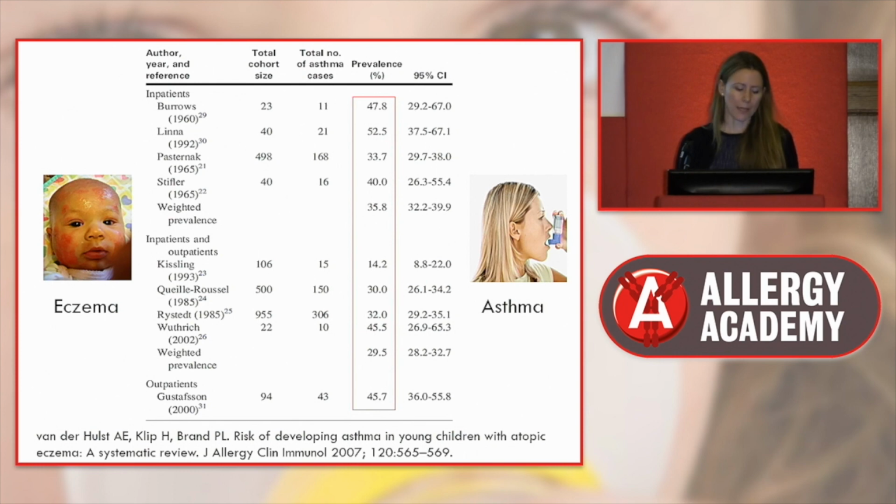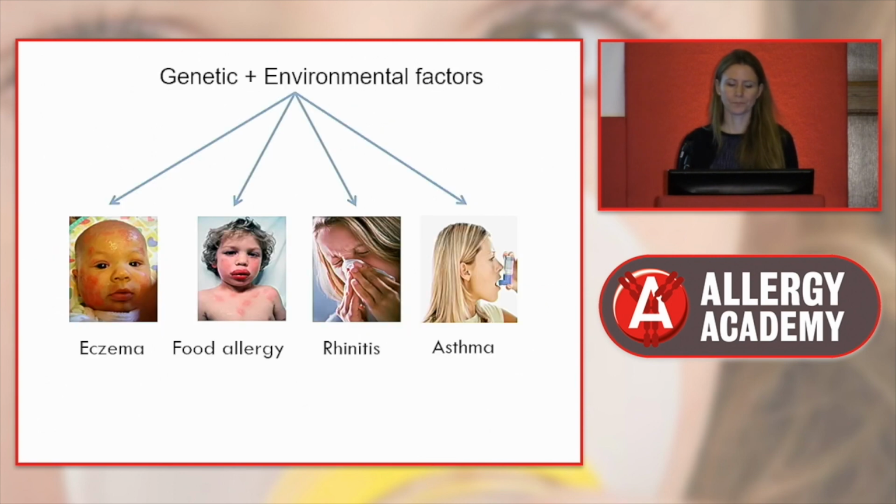This is a systematic review of many different studies looking at the association between eczema under the age of 4 years and the development of asthma by 6 years of age. You can see here that the range of asthma in inpatients ranges from 33% to 52%, in outpatients up to a maximum of 45%, which is higher than the known rate of asthma. So having eczema does increase your risk of asthma.